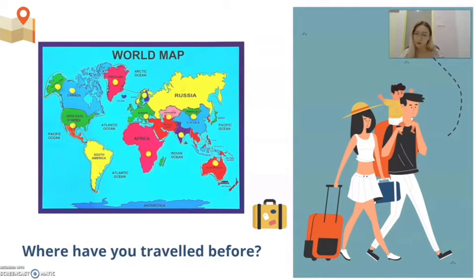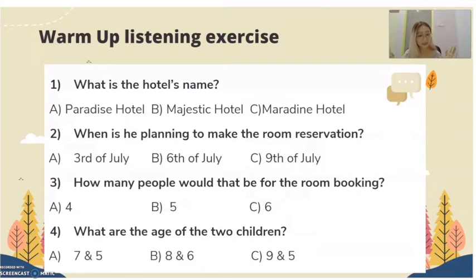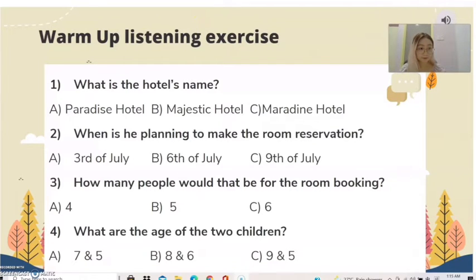Let's have a small warm-up session right now. Take out your exercise book and copy the questions from the slides. So as you can see in the slides, there are a total 4 questions here, and you are required to circle the correct answer. I will play the audio now.